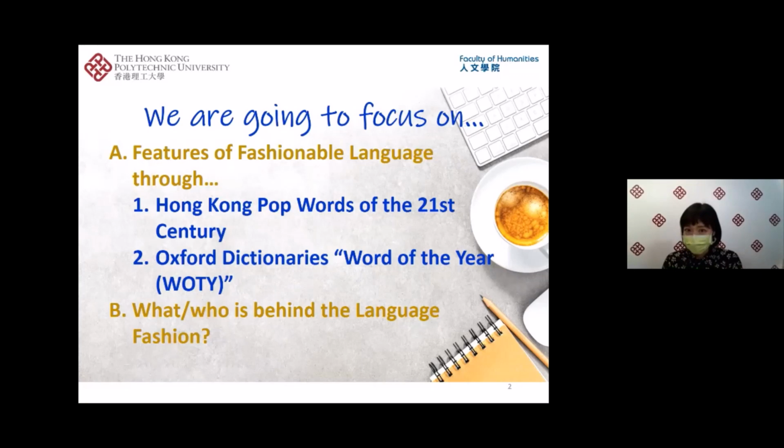And then after this section about features of fashionable expressions, I'm also going to talk about the driving force behind this language fashion. And we're going to focus on what and who is behind the language fashion. So I'm ready, and I guess you are ready too. So let's do it.